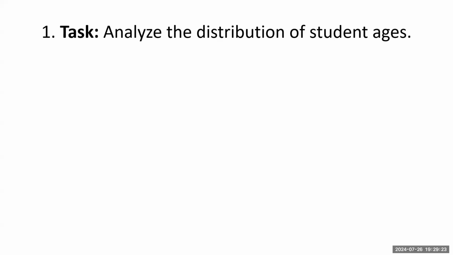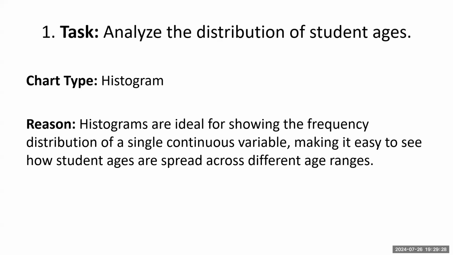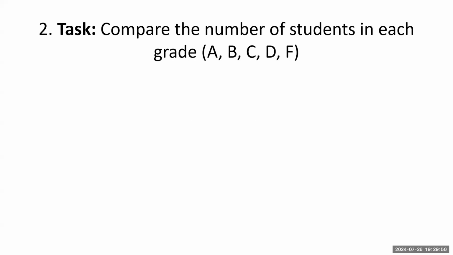Okay, so we mentioned that we can use a histogram. Histograms are ideal for showing the frequency distribution of a single continuous variable. Age is a continuous variable, it can be infinite, making it easy to see how student ages are spread across different age ranges. That's good. Let's move to another one.